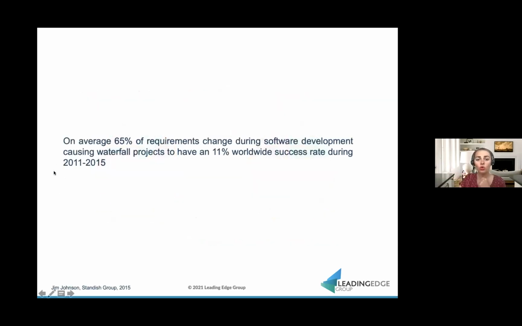And another fact from research, that an average 65% of requirements will change during software development process, causing waterfall projects to have an 11% worldwide success rate during that period, 2011-2015. And those are official statistics. And as I mentioned before, even Project Management Institute now advocates for adopting some Agile approaches within the project management for that reason, to mitigate that risk.